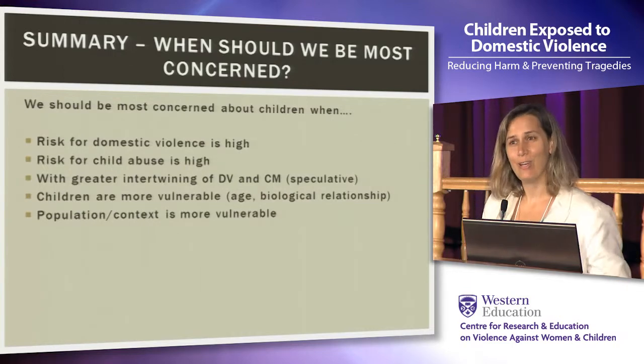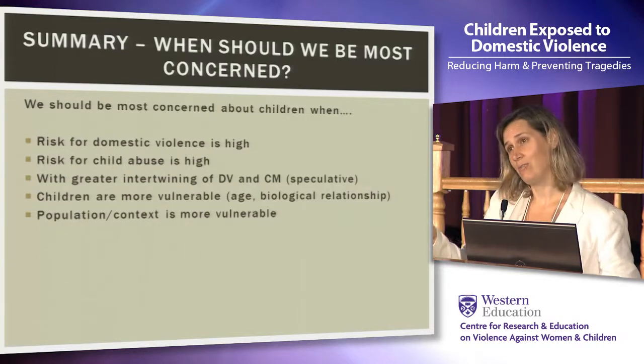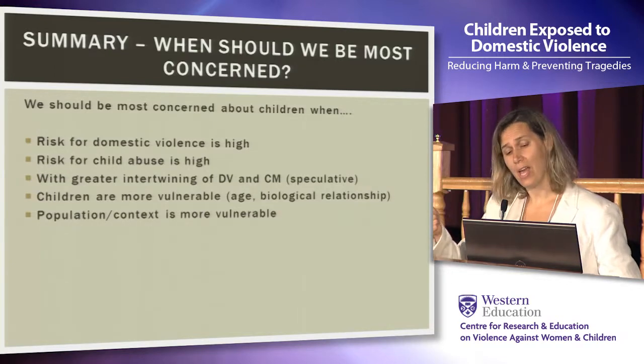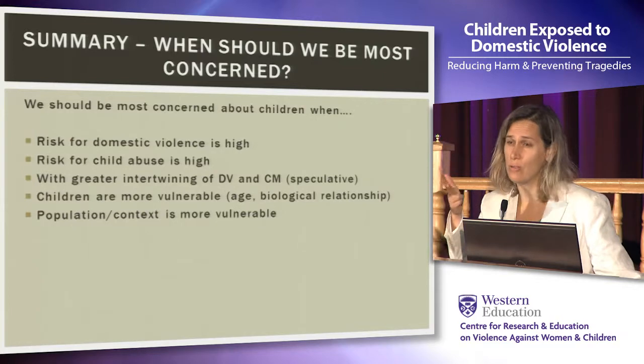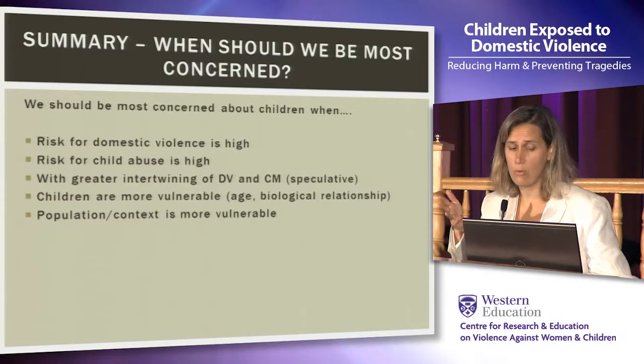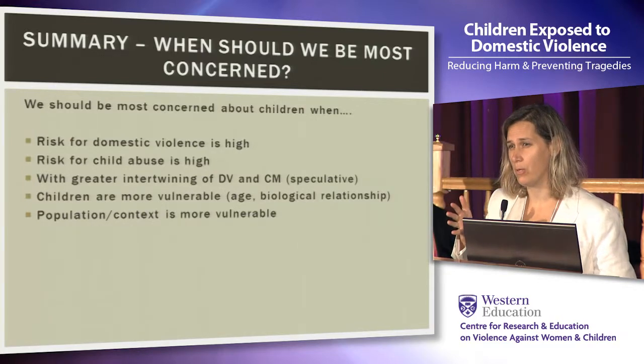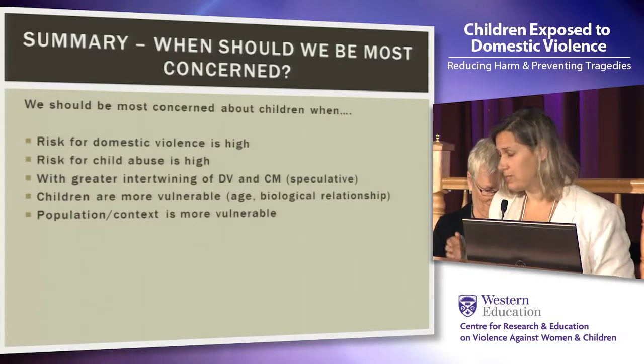What we should be concerned about, from my view, is when risk for domestic violence is high, when risk for child abuse is high, when there's greater intertwining of the two, when children are more vulnerable, and when context is more vulnerable. That's where I'd like to start our conversation.